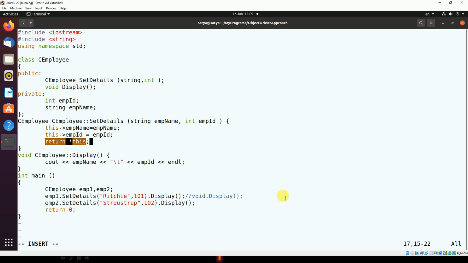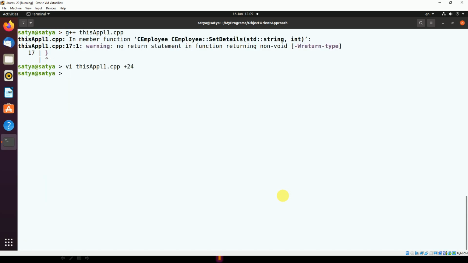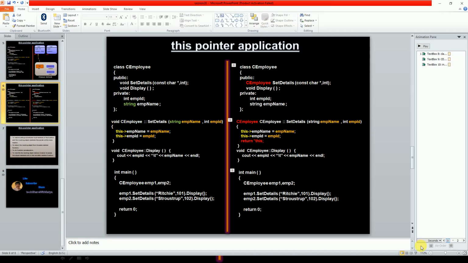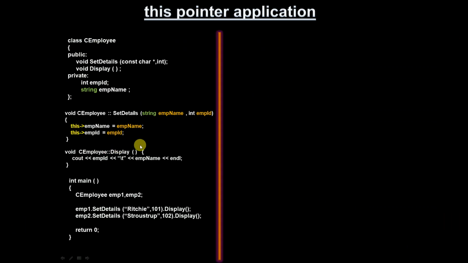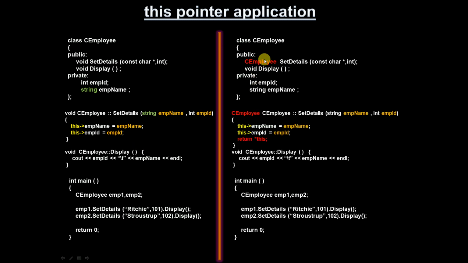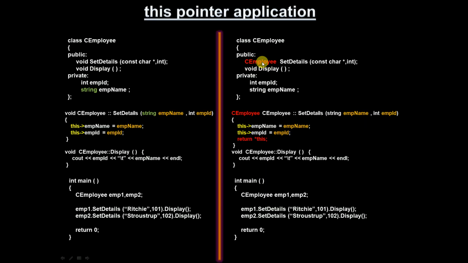Now let us see whether it is working or not. It's compiled successfully. Dot out. So we are getting the proper output: Richie 101 and store stop 102. Okay. So that is the thing. What modifications have we done for this program? The return type we have modified from void to CEmployee, and here also from void to CEmployee. And since this pointer is holding the address of the invoking object, we are returning star this.